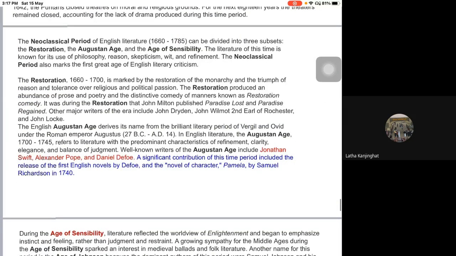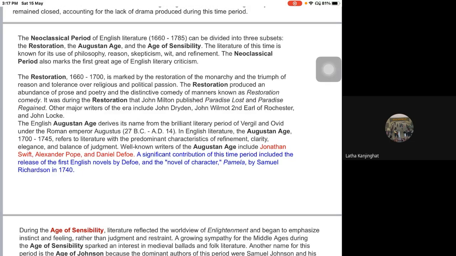Then we have the Neoclassical period. The Classical period coming back again, that's why Neo. The Neo means new. The Neoclassical period can be divided into three subsets: the Restoration Age, the Augustan Age, and the Age of Sensibility. Literature of this time is known for its use of philosophy, reason, skepticism, wit, and refinement. Wit, refinement, and satire also flourished. The Neoclassical period also marks the first great age of literary criticism in English.